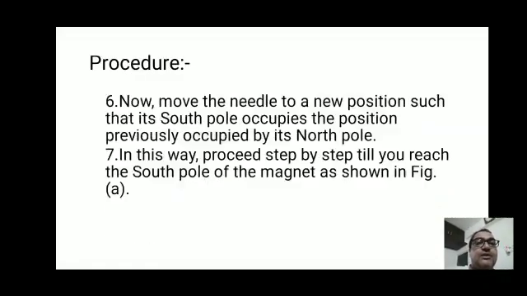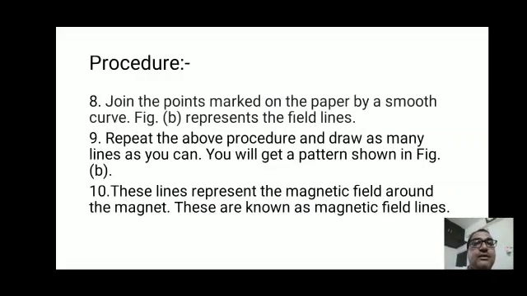Then we can continue with our next step. Join the points marked on the paper by a smooth curve. So figure B represents the field lines. We have to repeat this activity many times and join all these marks. Then the next step: repeat the above procedure and draw as many lines as you can. You will get a pattern as given in figure B. So this is figure B. You can see this one.